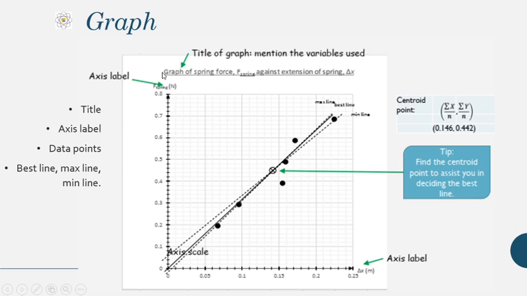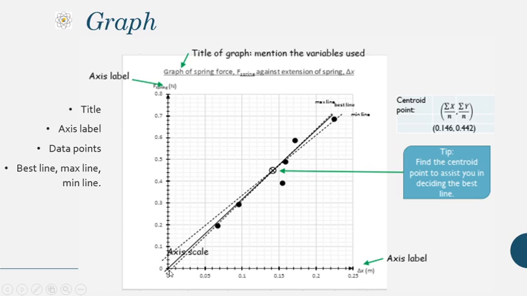For example, here we have the title as graph of spring force against extension of spring delta S. This means that F spring is the spring force, and delta S written here is the extension of the spring. So the title of the graph should explain the variables used in the graph.